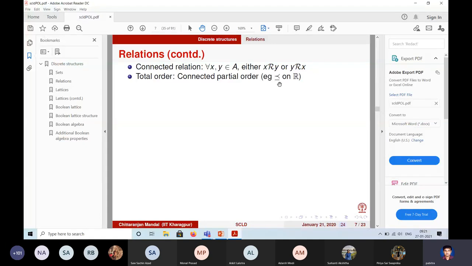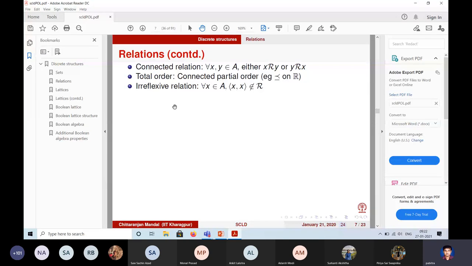A connected partial order is called a total order.